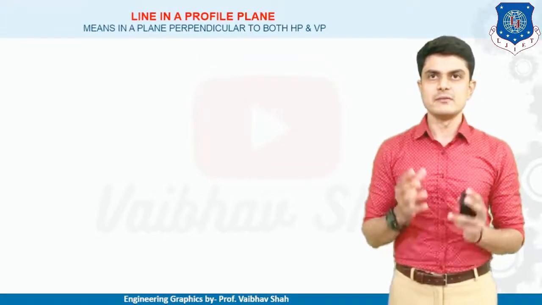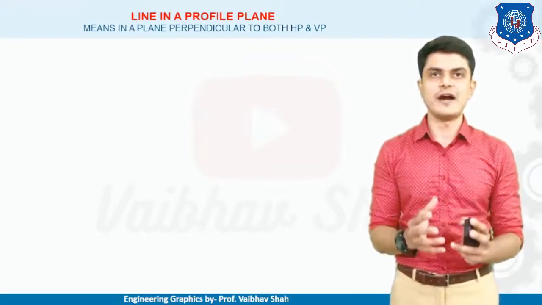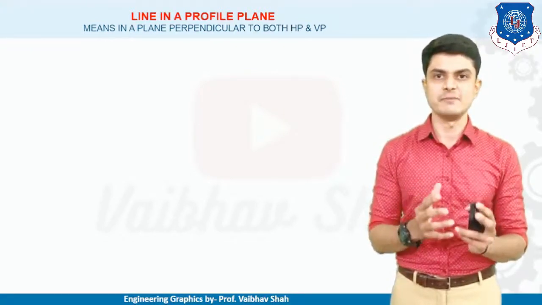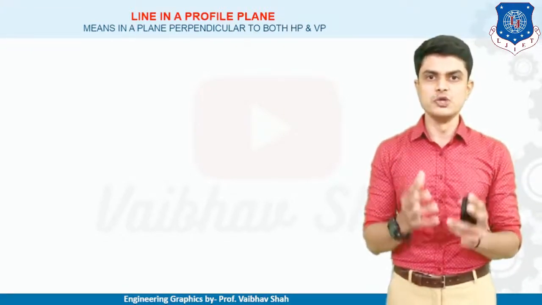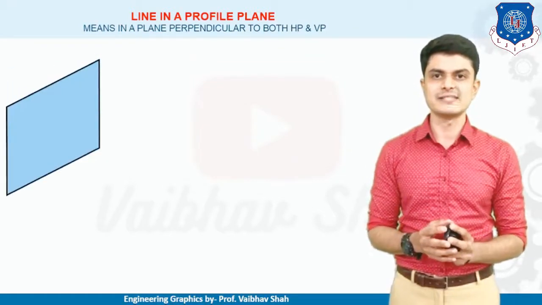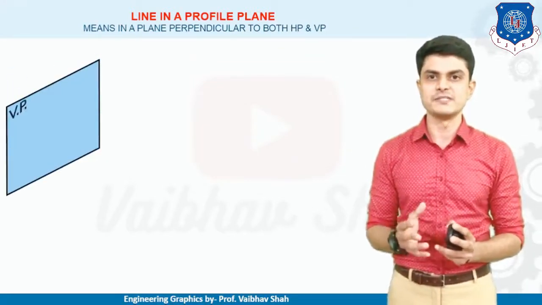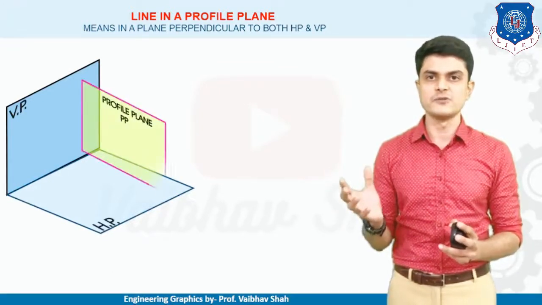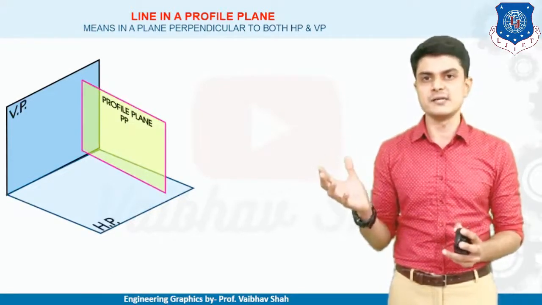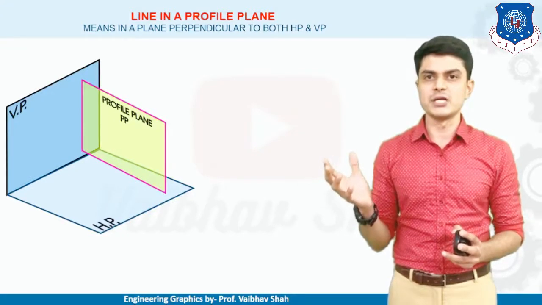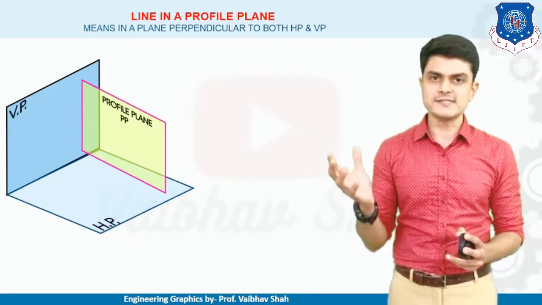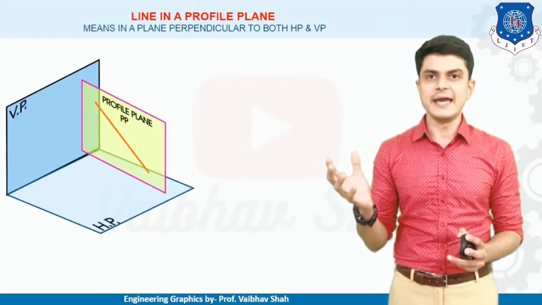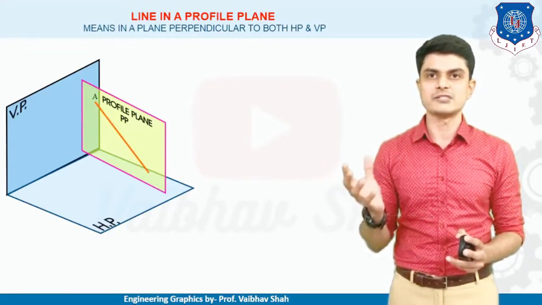Now the line is in the profile plane, meaning a plane perpendicular to both HP and VP. So we are introducing one new plane, which is known as a profile plane. Let us understand it by a pictorial representation. This is our vertical plane, this is our horizontal plane. Now we are introducing our third plane. As you can see, our third plane is perpendicular to both HP and VP. So this is nothing but our profile plane. So our line would now be in our profile plane, and thereafter we are solving this example.